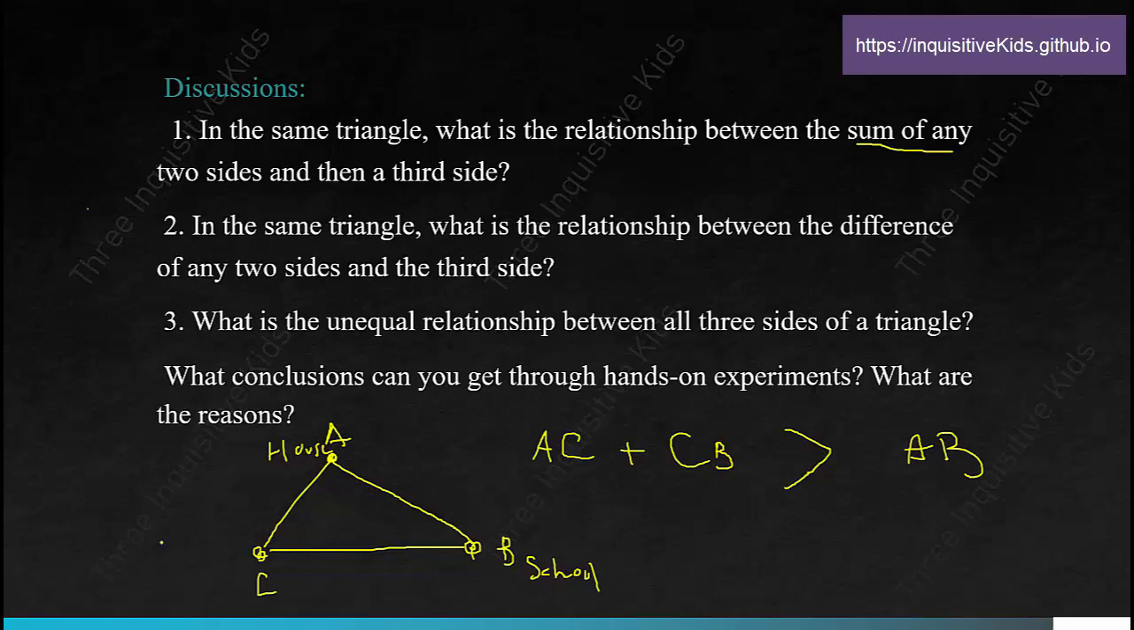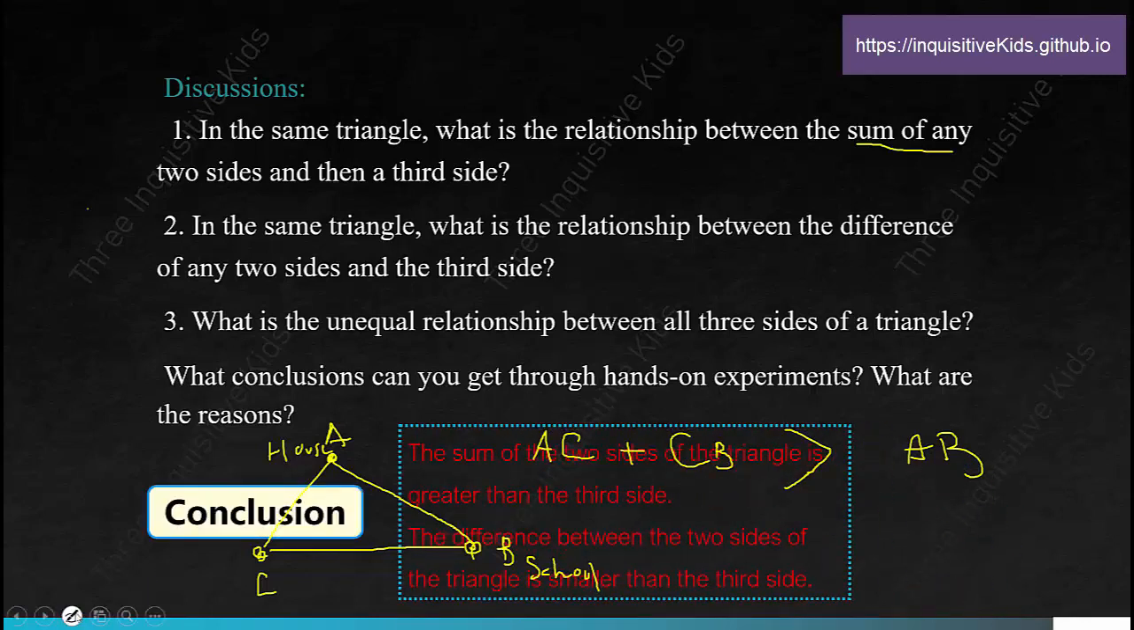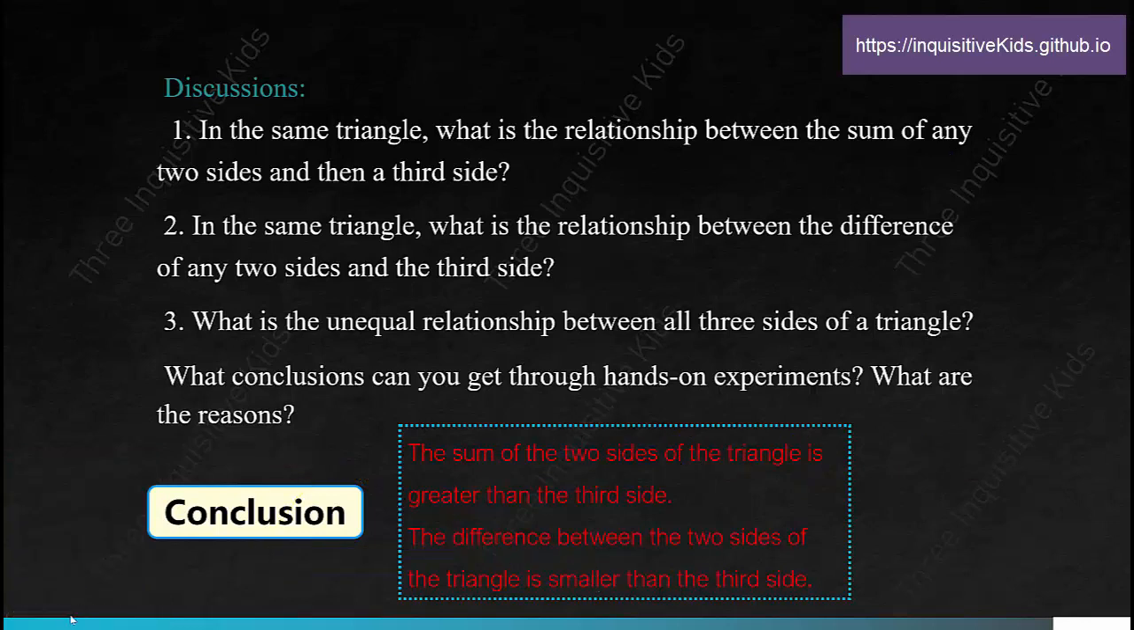And in the same triangle, what is the relationship between the difference of any 2 sides and the third side? The difference. So here's the conclusion. I'll cover everything later. The conclusion is that the sum of the 2 sides of the triangle is greater than the third side. The difference between the 2 sides of the triangle is smaller than the third side. Now, I want you to jot this down. These are 2 statements you have to memorize.